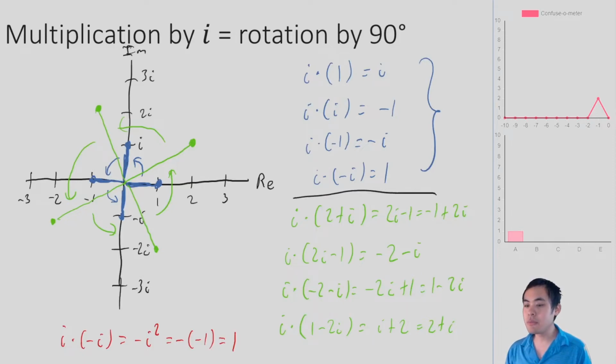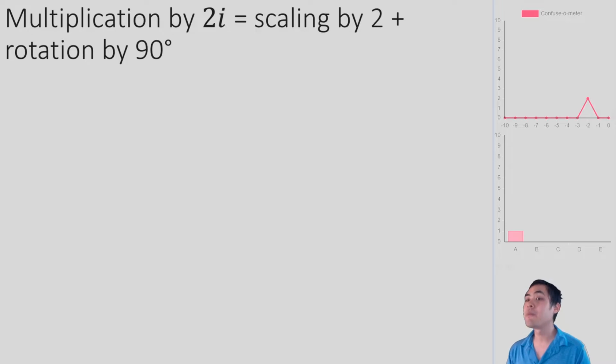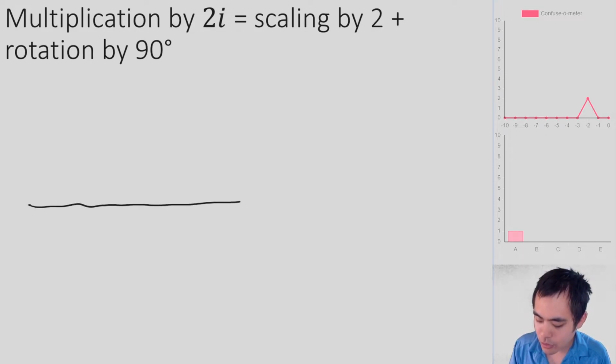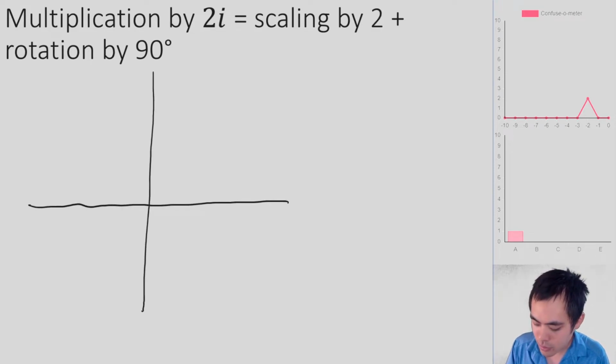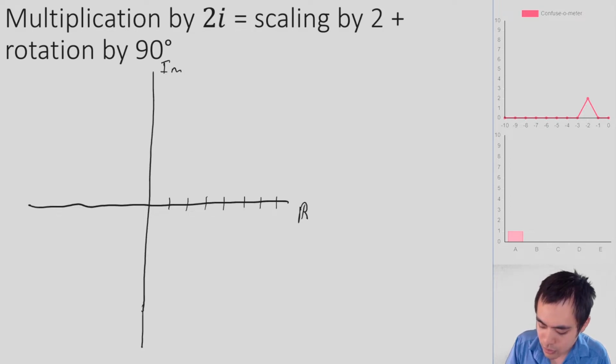So now let's think about what happens when we multiply by 2i. Well, it turns out that we can think of this as two different operations. We can think of this as scaling by 2, and then you add a rotation by 90 degrees. And if we draw this out, I'm not going to label all the points again, but we have the real axis here, and we have the imaginary axis.